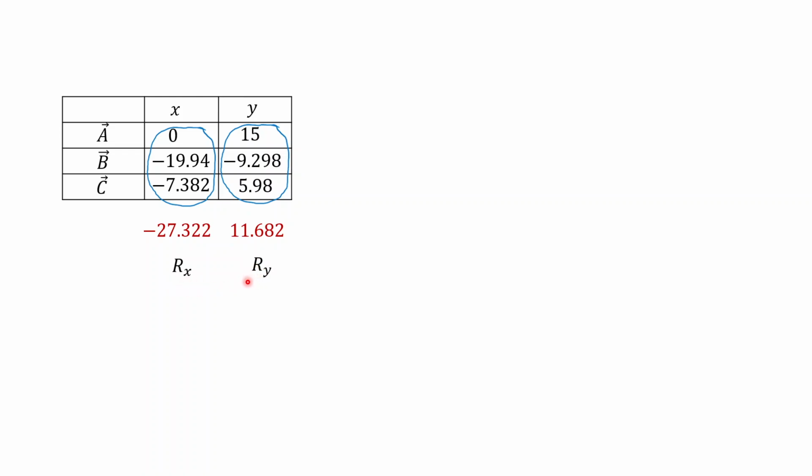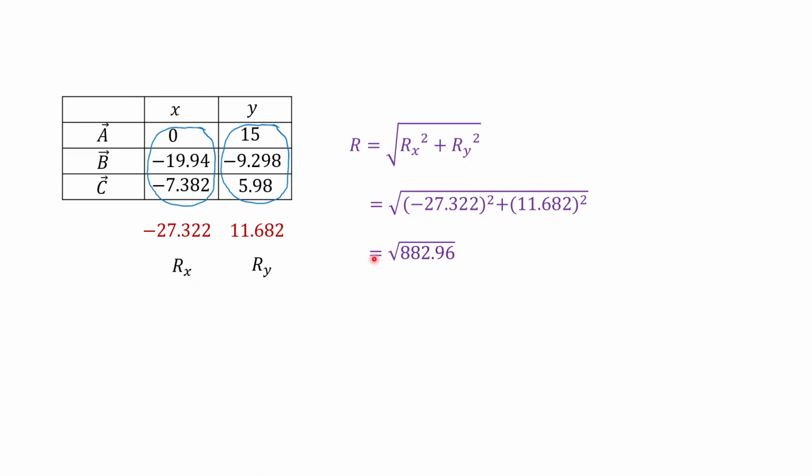From this, you can find the magnitude of the resultant vector by using this equation. You substitute Rx and Ry, you will get this. This is equal to the square root of this. That is 30, after rounding to the correct number of significant figures. Put the unit, that is kilometers.